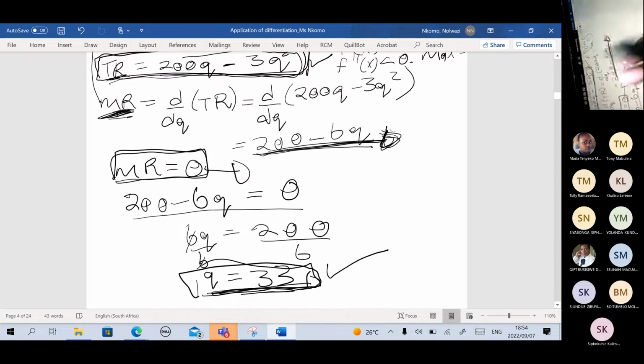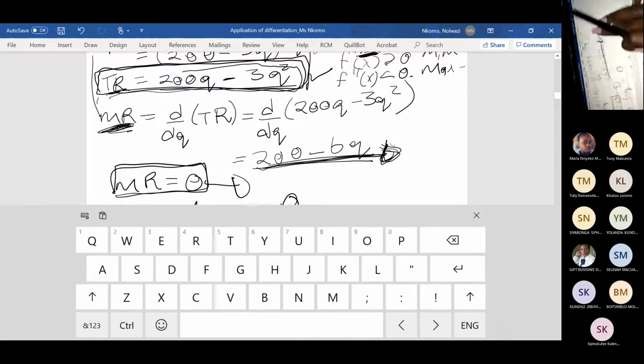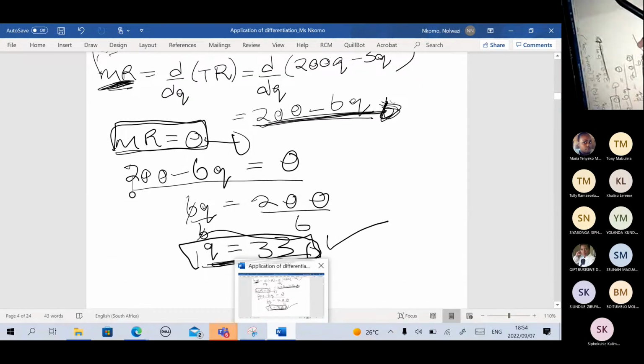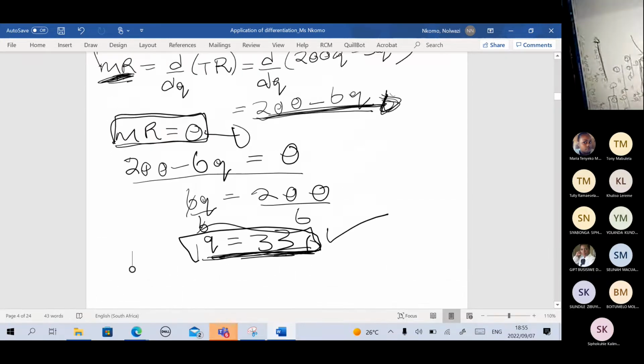If the second derivative of this q is less than 0, that means the total revenue at this point, which is 33, is at maximum. If the second derivative of the total revenue is greater than 0, then the total revenue at this point, which is 33, is at a minimum point.